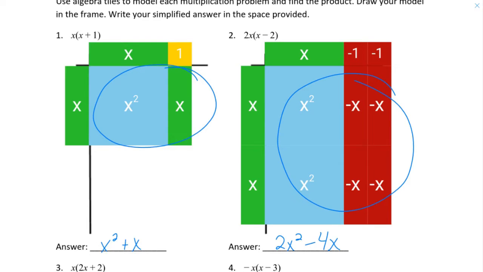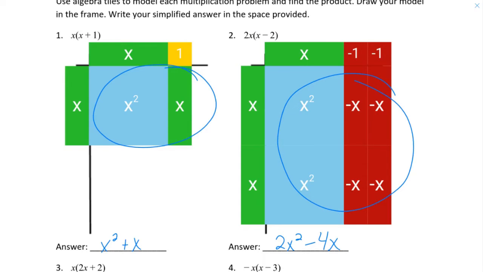And if you were to go back to what we did last class and you were to distribute and multiply through, you would see that if we have x times x, it's x squared, x times 1 is x, you're going to get that same expression down here. And over here, if you do 2x times x, you get 2x squared. 2x times negative 2 would be negative 4x. So you can use both methods to double check and make sure that you're doing it correctly.